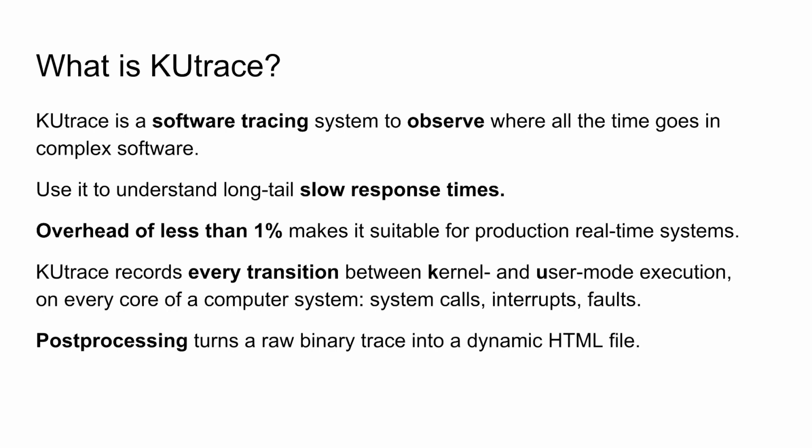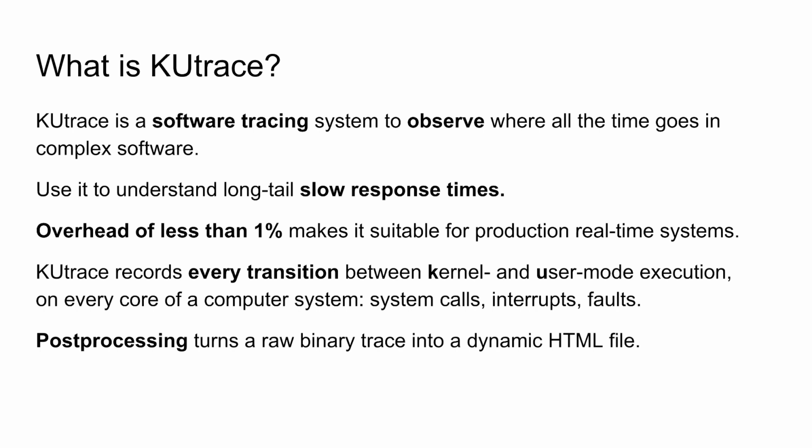KUtrace records every transition between kernel and user mode execution on every core of a computer system, every system call, system return, interrupt return, every fault, every context switch. And then post-processing takes this very tiny trace and turns it into dynamic HTML pictures of every nanosecond of execution.